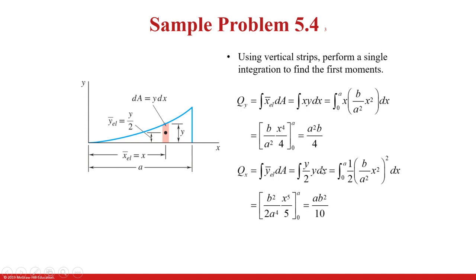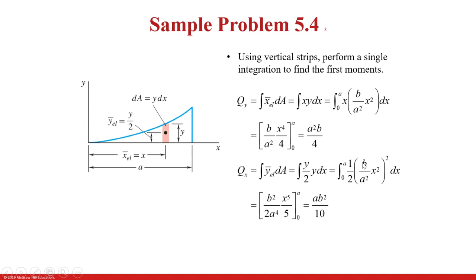Again, dA is just y times dx. In terms of the arithmetic, we'll pull the 1/2 out of the integral. y times y is y squared. We don't want to use the variable y. We want to express y as a function of x since we're integrating these vertical bars over x. So substituting in y as b over a squared x squared, and then squaring that entire thing.